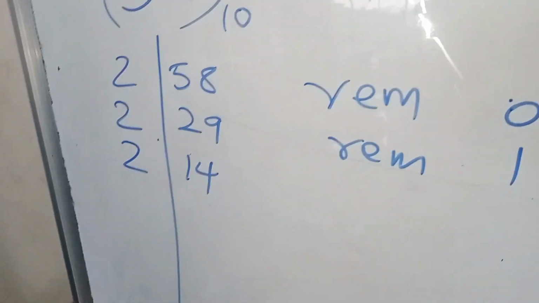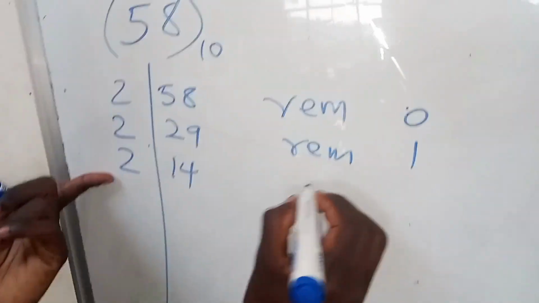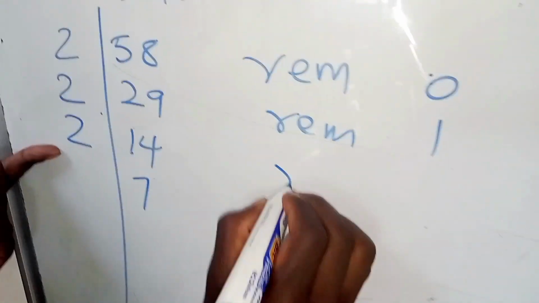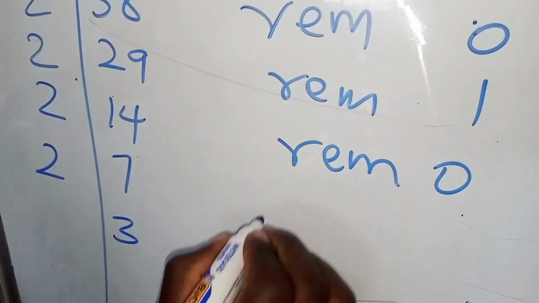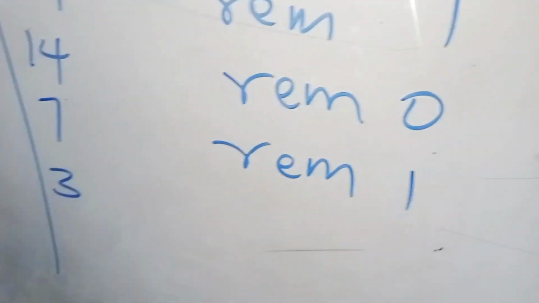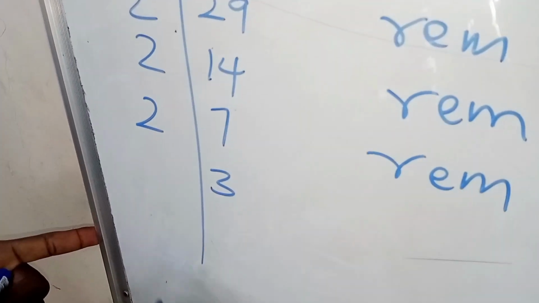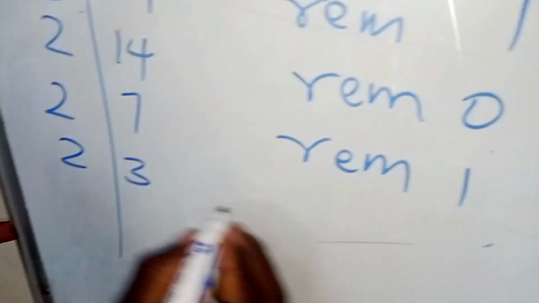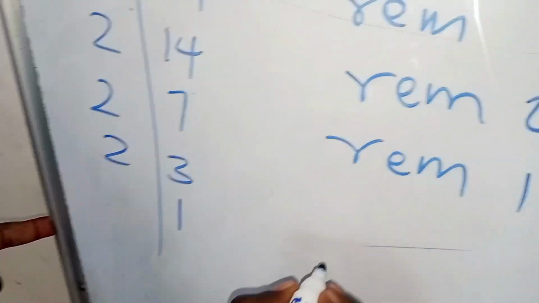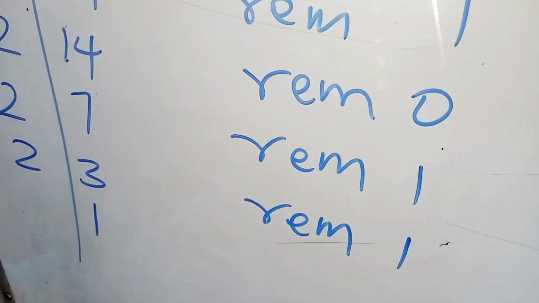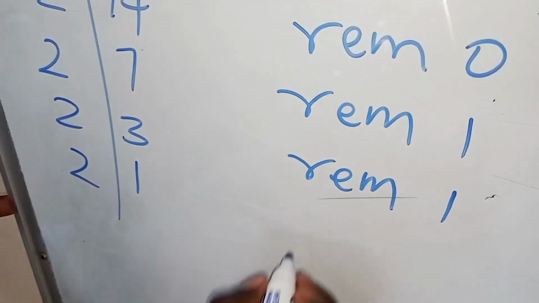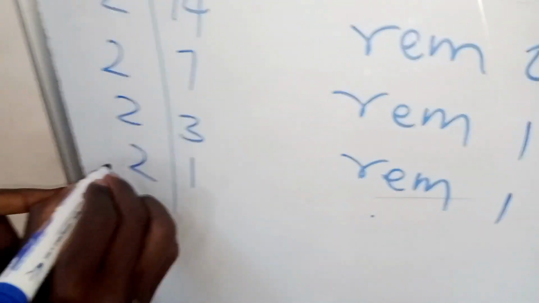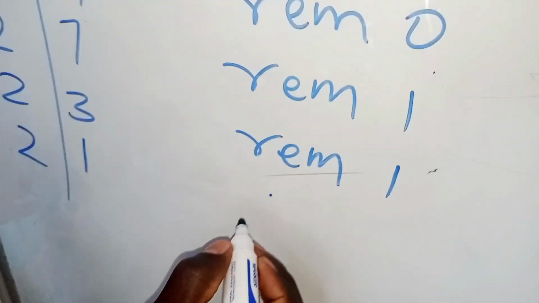You divide 14 by 2, you are getting 7, but you remain with 0. You also divide 7 by 2, you are getting 3, but you remain with 1 because 3 times 2 you are getting 6. You also divide this by 2 and you get 1, but you remain with a 1. You also divide this by 2 and you are getting 1 divided by 2, you are getting 0.5.